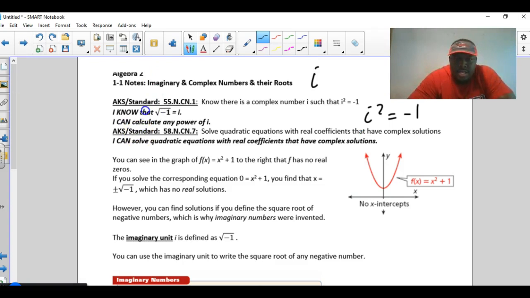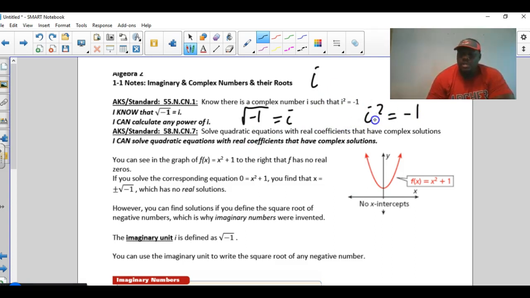Here, I know that the square root of -1 is i. Anytime you see the square root of -1, you're always going to say that's i. The square root of -1 is i, and i squared is -1. These are just things that you want to remember.